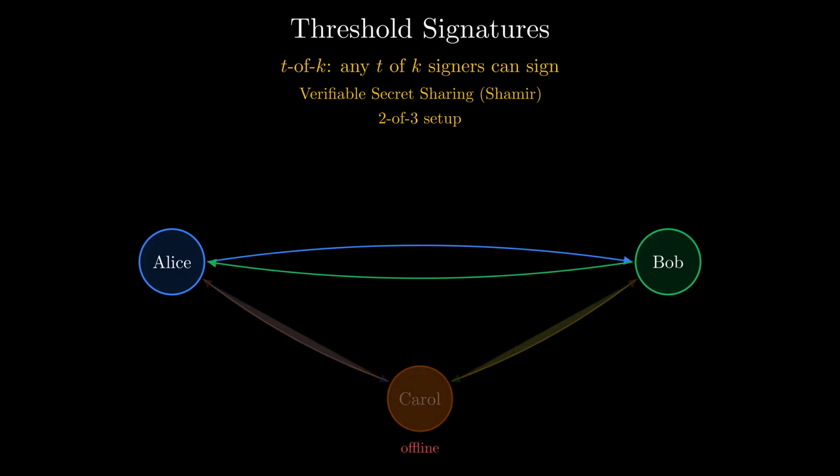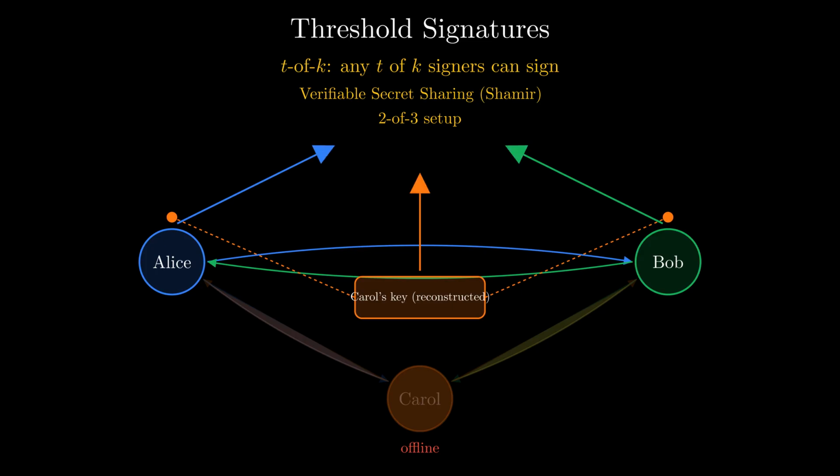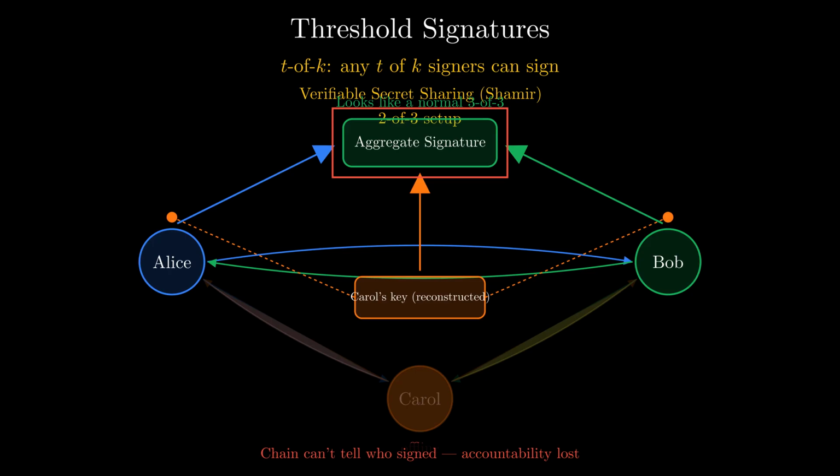Now suppose Carol is offline. Alice and Bob each hold a share of Carol's key. They combine their shares to reconstruct Carol's partial key, then run the normal multisig protocol with all 3 contributions. The signature looks identical to a 3 of 3 aggregate. 2 caveats matter. First, the chain cannot tell who actually signed. Accountability is gone. The second caveat is subtler and more dangerous, the manipulation attack.